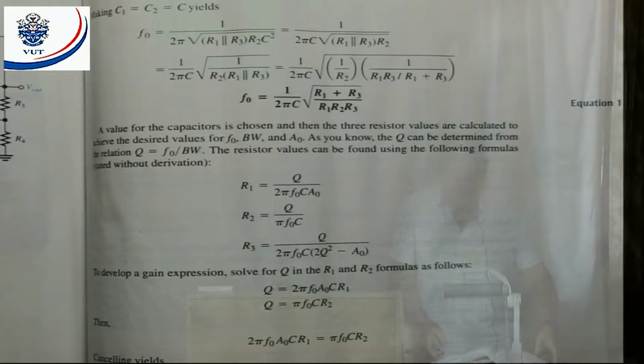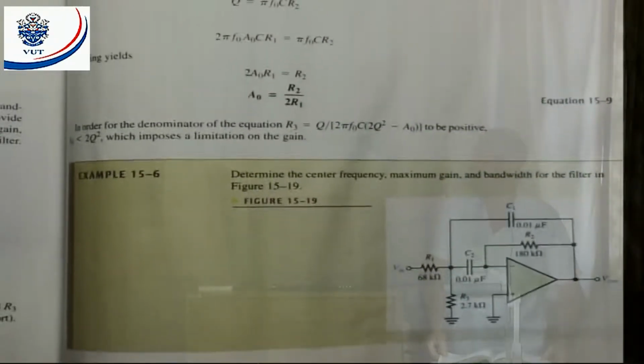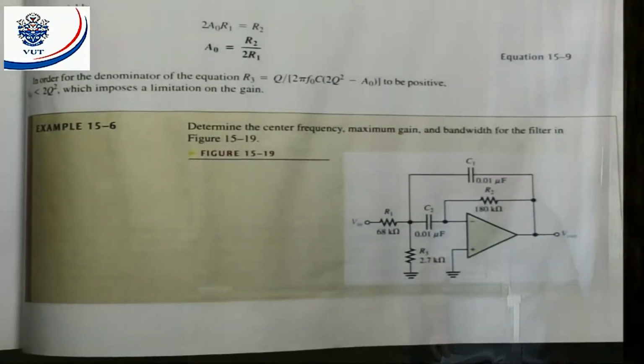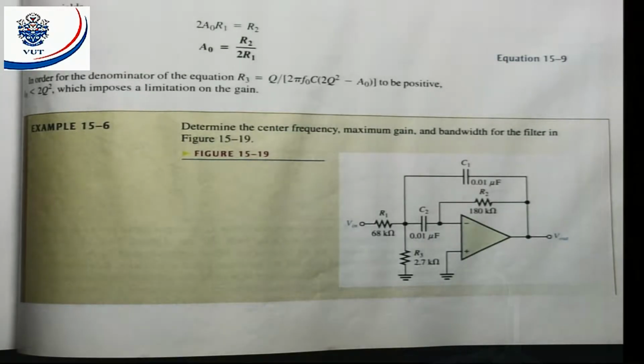All right, there's an example. Example 15.6: determine the center frequency, maximum gain and bandwidth for the filter in figure 15.19. There is a filter that has already been designed. You must now just determine the center frequency, the maximum gain and the bandwidth for that filter.